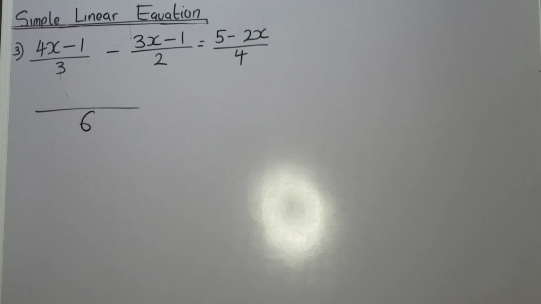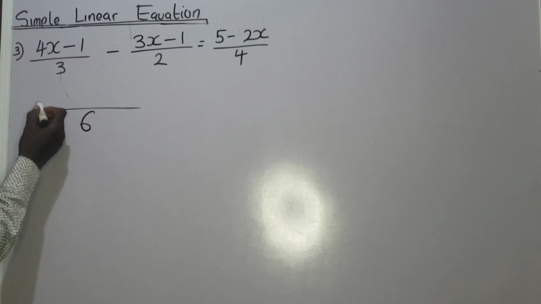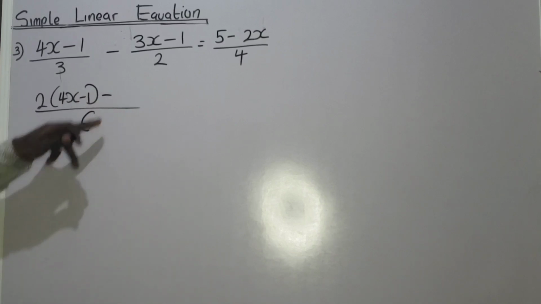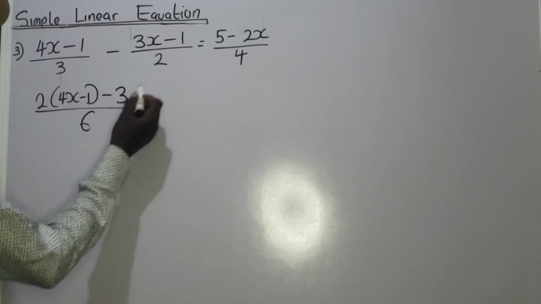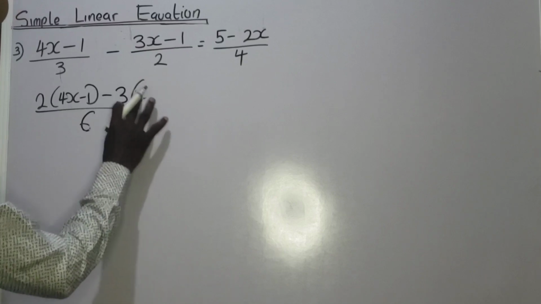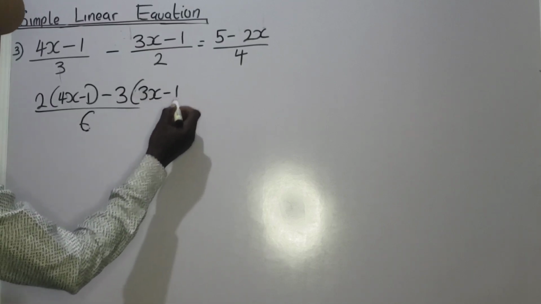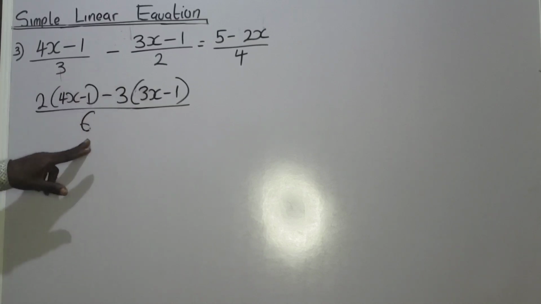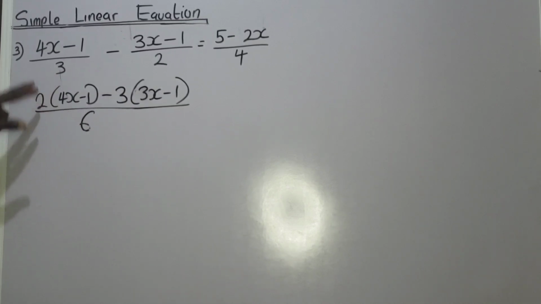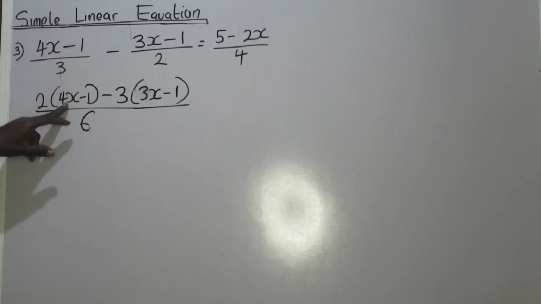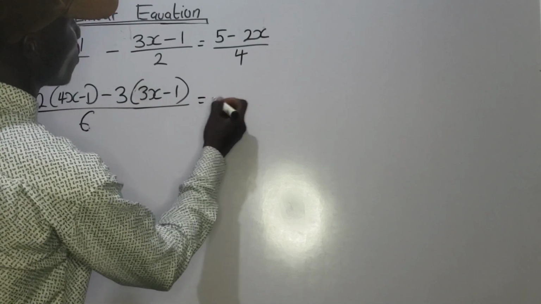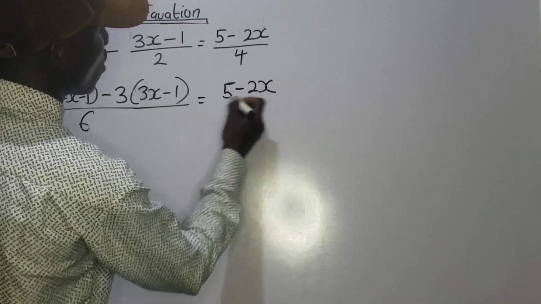6 divided by 3 is what? 2. 2 multiplied by 4x minus 1. Minus. Now, 6 divided by 2 is what? 3. For this, I'm going to have 3 into bracket 3x minus 1. You understand, I take the LCM. The LCM here is 3 multiplied by 2, that is 6. 6 divided by 3 is 2. 2 multiplied by 4x minus 1. That's why I have this. This signifies that 2 is multiplying all the terms in the bracket, and I did the same for the second fraction. This is equals to 5 minus 2x all over 4.